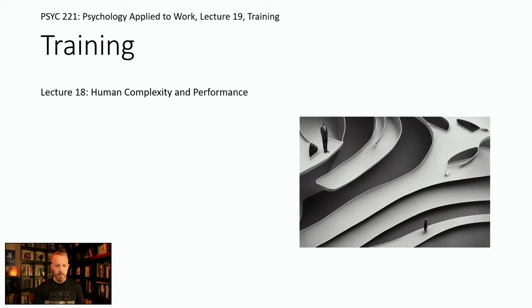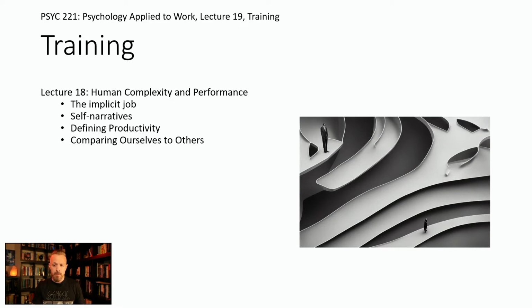All right, recall, lecture 18 was a bonus lecture. We talked about human complexity and performance. We covered the implicit job and self-narratives. We defined productivity. We talked about comparing oneself to others. And we talked about agency and hierarchy.